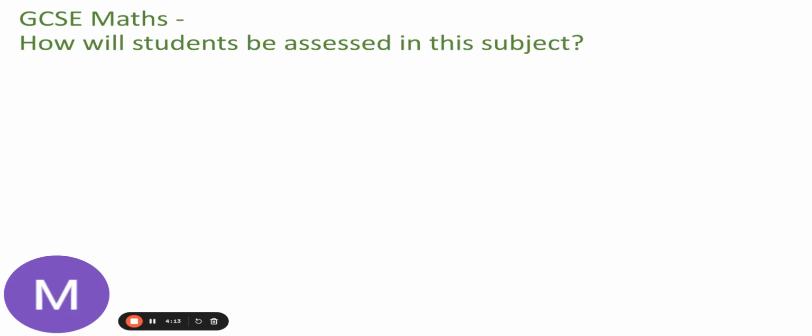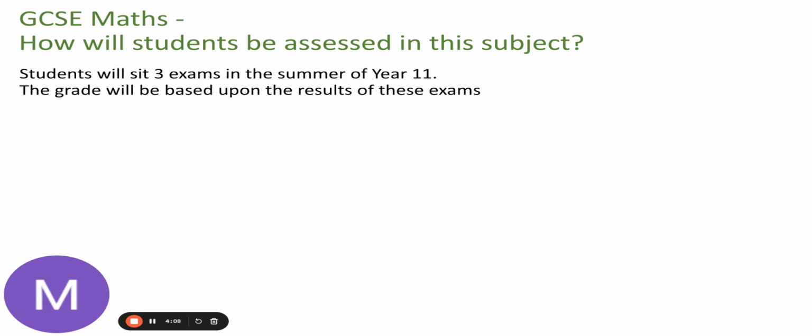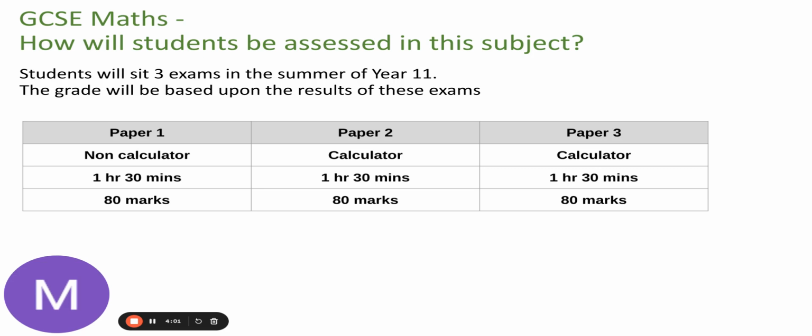How will students be assessed in this subject? Students will sit 3 exams in the summer of Year 11. The grade will be based upon the results of these exams entirely. 3 papers as mentioned. 1 is non-calculator, 2 are calculator. All papers are worth 80 marks and last 1 hour 30 minutes.